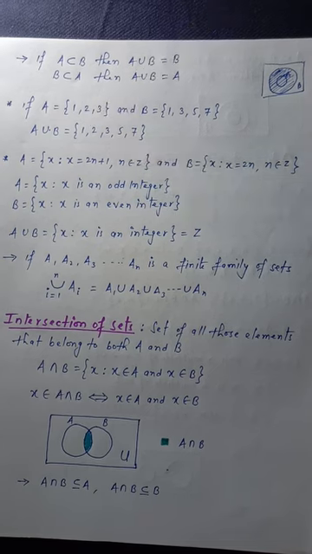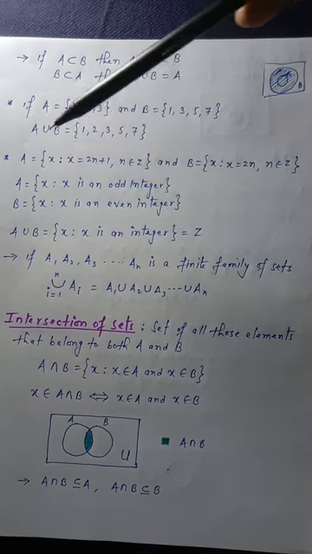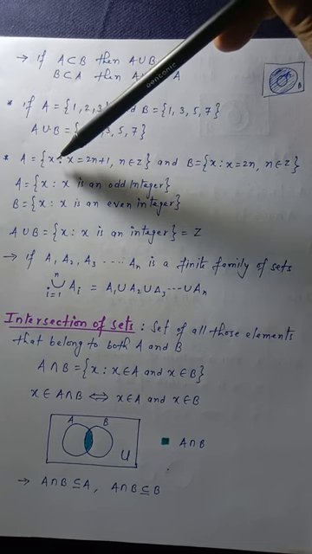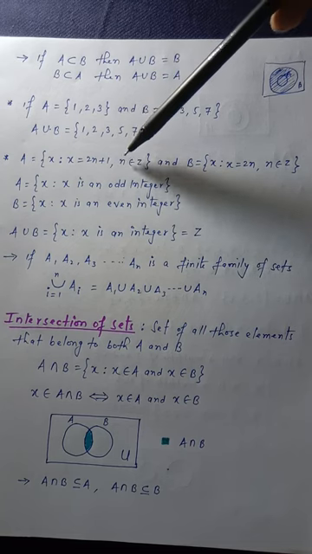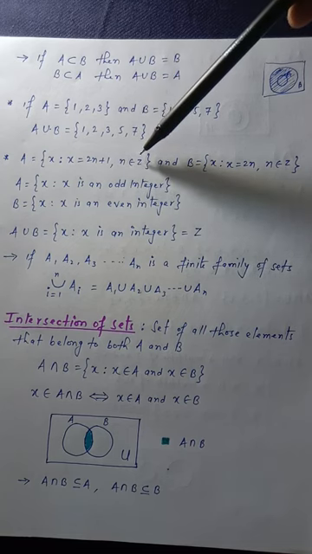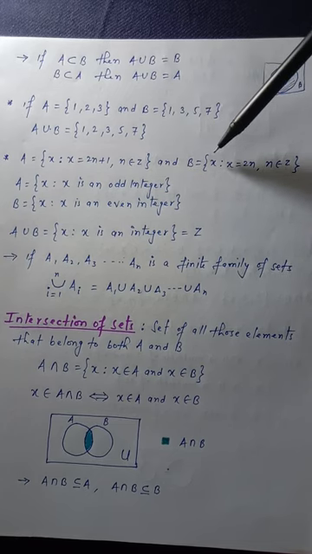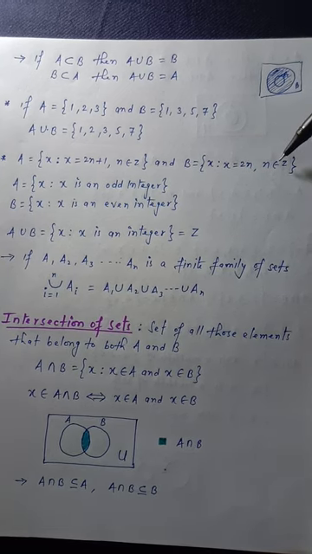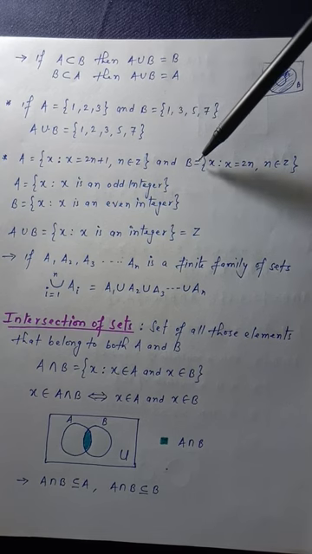So this is union. Another example is written in set builder form. A is a set whose elements are x such that x is equal to 2n plus 1, where n belongs to Z. Z means Z is the set of integers, and the set B is x such that x is equal to 2n, and small n belongs to Z. So just think what will be A union B.